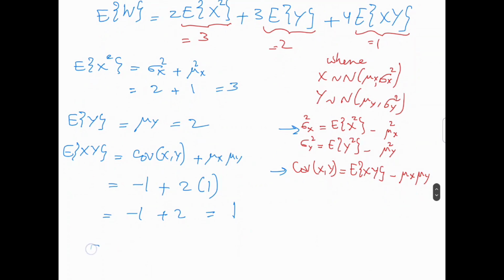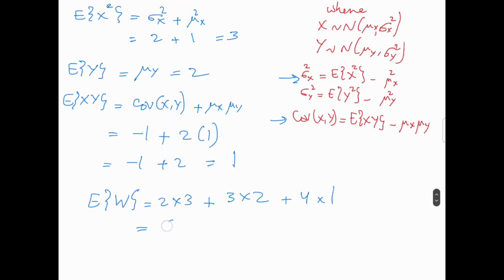So E[W] is equal to 2 times 3 plus 3 times 2 plus 4 times 1. So that will be 6 plus 6 plus 4, which is equal to 16.